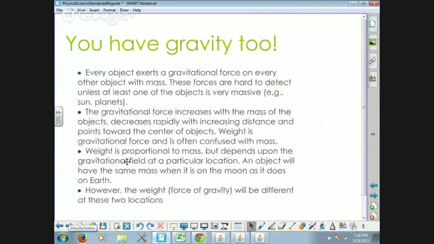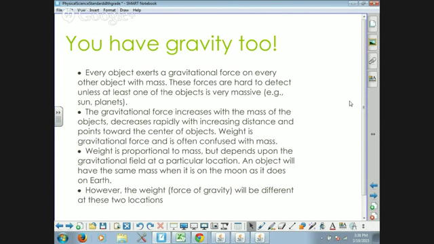You have gravity too. So this is another point from the state of Ohio. This is actually word for word out of their standards. Every object exerts a gravitational force on every other object with mass. The gravitational forces increase with mass of the objects, and decrease rapidly with increasing distance. So it's kind of repetitive. We've already said these things.